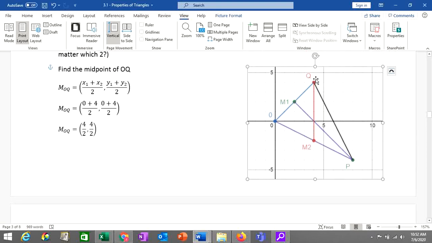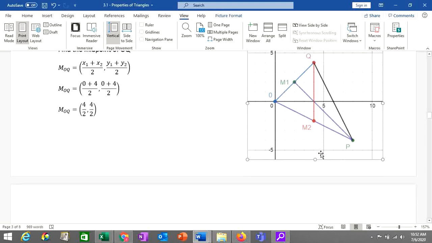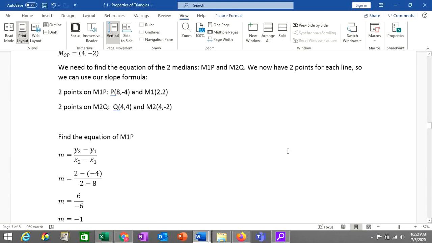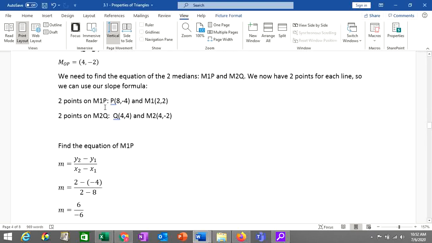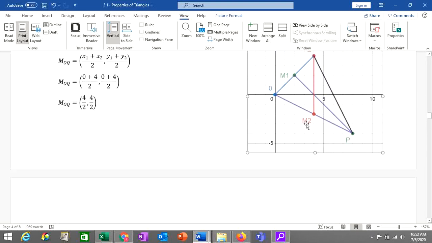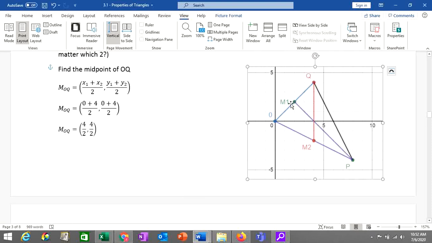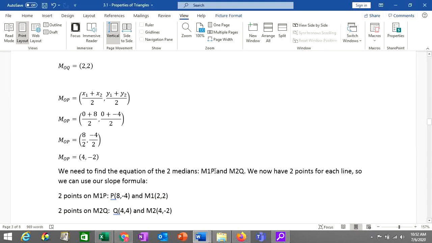Okay, so now that we have 2 points, point Q and point M2, we can now find the equation of the red line. And because we have point P and M1, we can find the equation of the purple line. So let's do that. Let's first find the equation of M1P, extending from M1 to P, this purple median here. Let's get its equation.